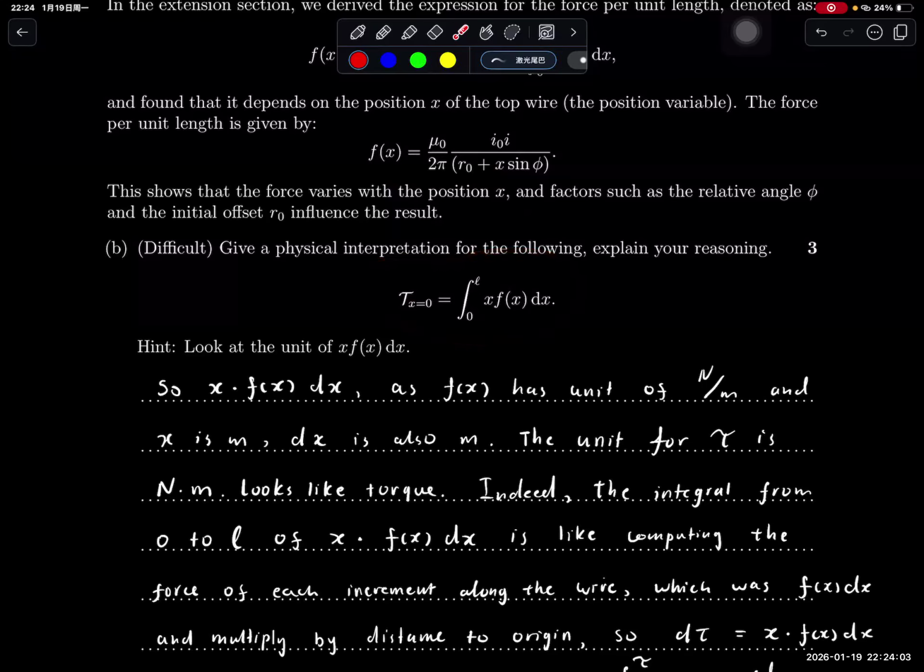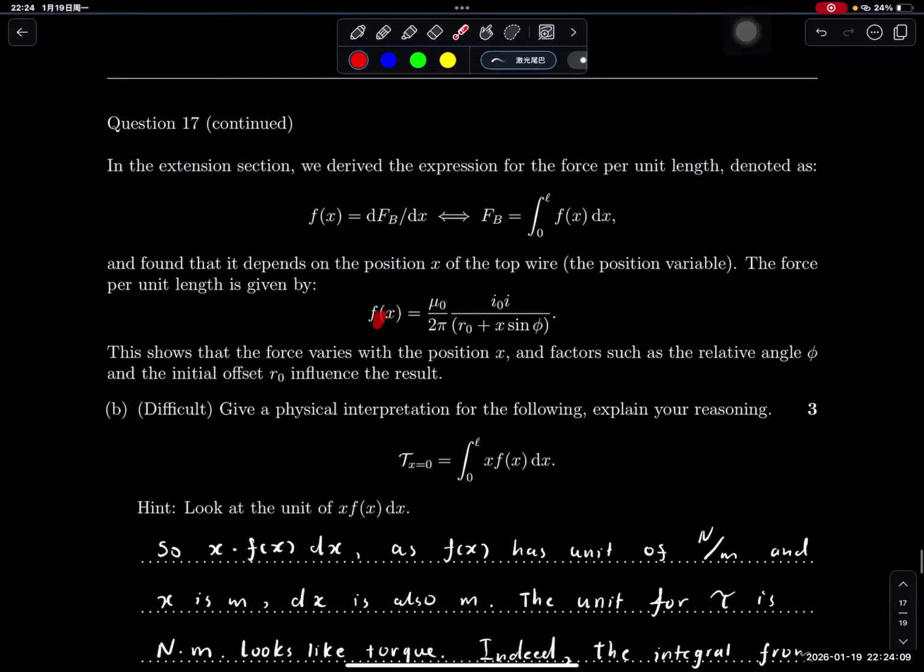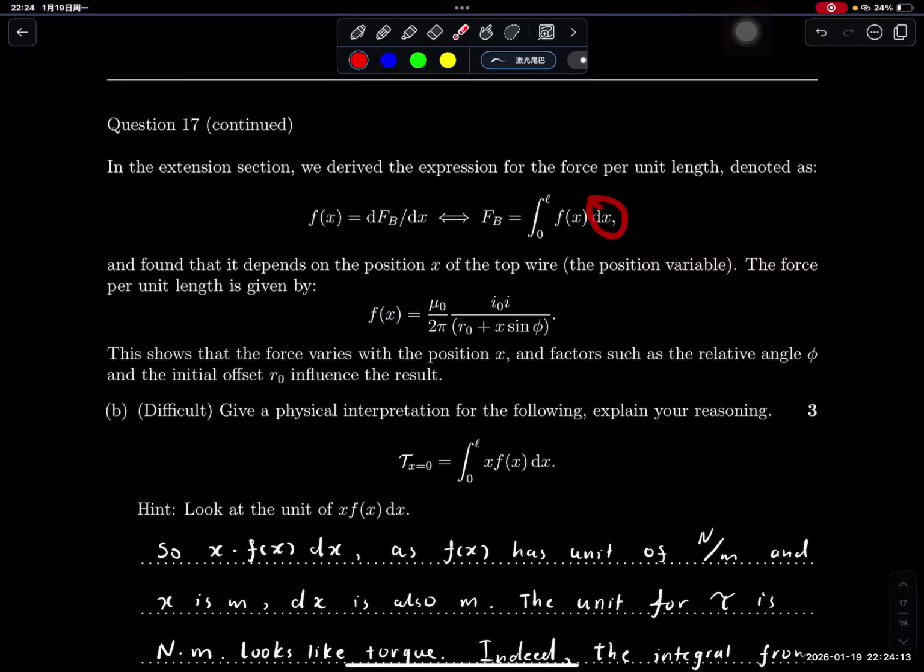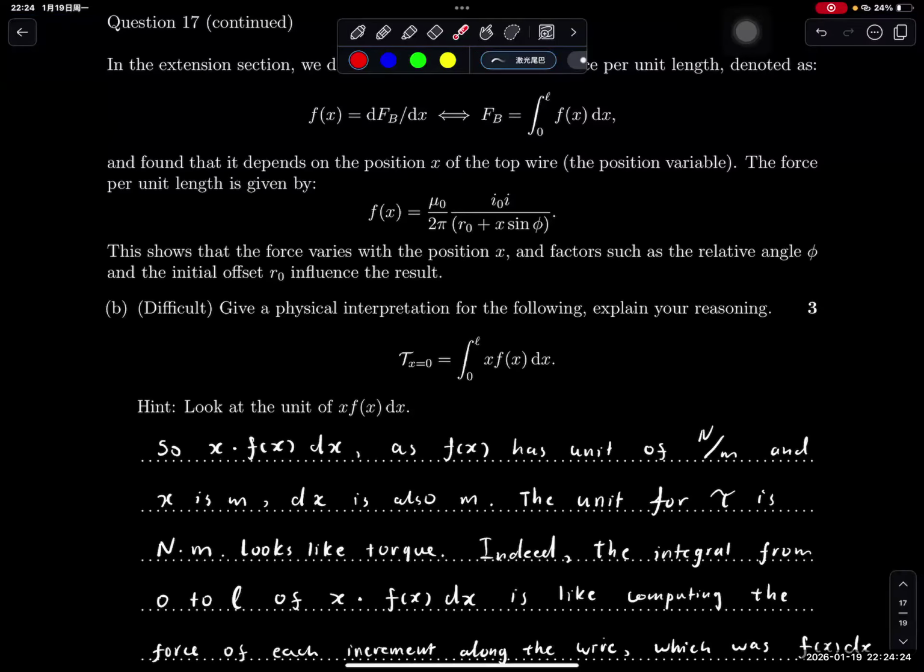This integral is x times our force per unit length density function. This is called a density function. A density function is something that you integrate through a dimension, in this case the length dimension, and then you get some physical property. So this will be like a force density. This is my density function, and I multiply it with x, which is our dimension unit, and I will integrate it from 0 to L.